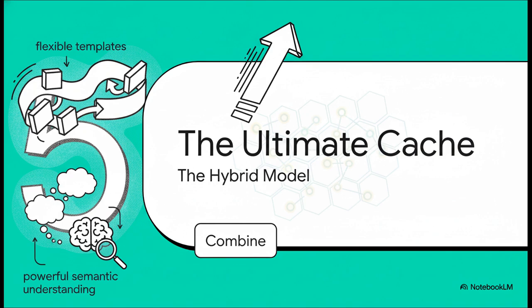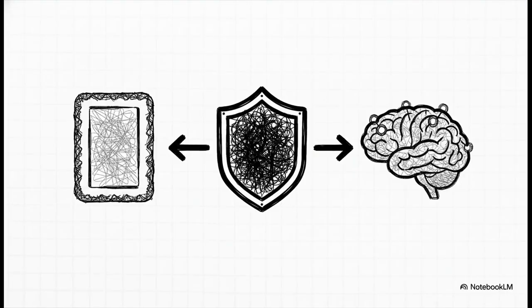Okay, so we've got these flexible templates and this powerful semantic understanding. What happens if we put them together? Well, you get what is basically the ultimate caching model. The hybrid model really is the best of both worlds. It starts by using a template to generalize the query and pull out those specific entities, like the app name.